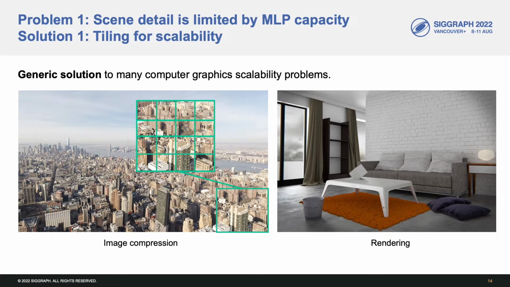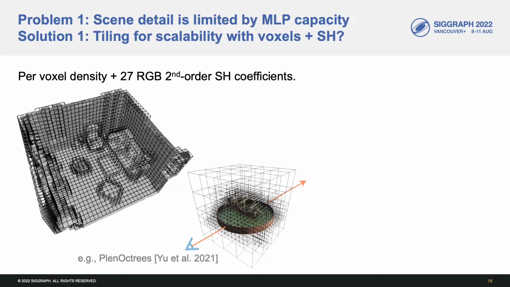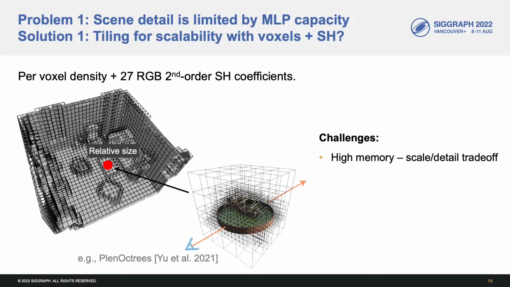And yes, tiling is an effective generic solution to many 2D computer graphics problems, but tiling in 3D spaces with radiance fields is trickier. We could forego the MLPs and optimize a voxel structure that stores view-dependent radiance using something like second-order spherical harmonics. This doesn't require any MLPs, but it does use a lot of memory per voxel, leading to a scale-detail trade-off. For instance, the second step of Plenoxels requires fine-tuning the entire voxel octree at once. This requires the whole space to be in memory, and can lead to out-of-memory errors on large scenes.